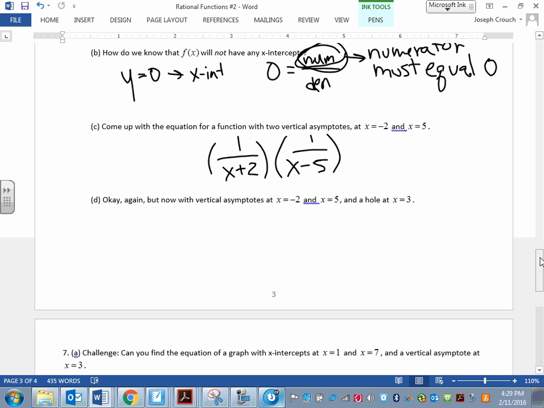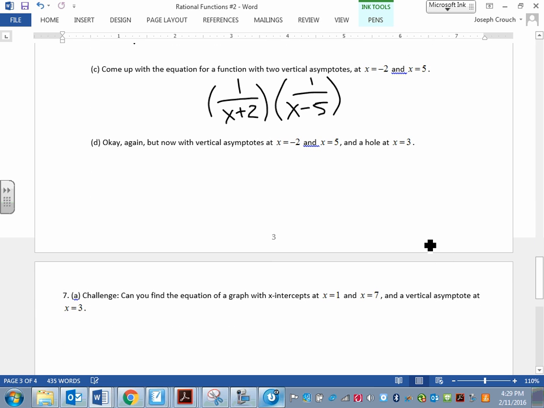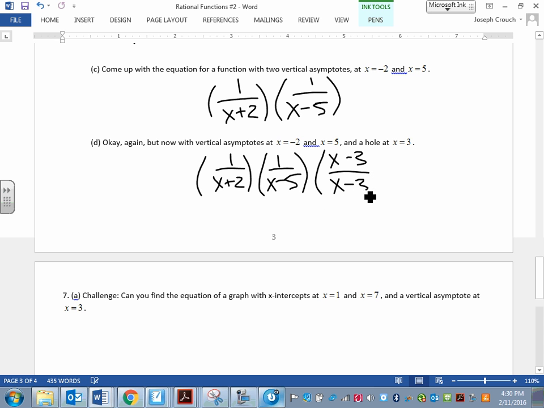Okay, again, but with vertical asymptotes at -2 and 5, and a hole at x equals 3. So I've just got to take this same graph from the last problem, 1 over x plus 2 times 1 over x minus 5, and add a hole to it. So how do I do that? Well, I want to multiply it by 1, except at 3. I want it to be undefined there. So that's x minus 3 over x minus 3.